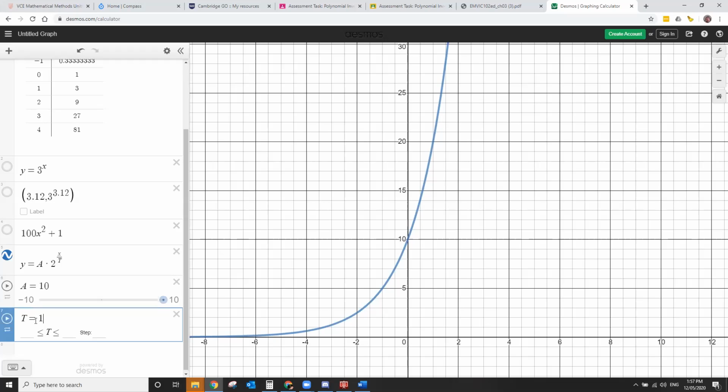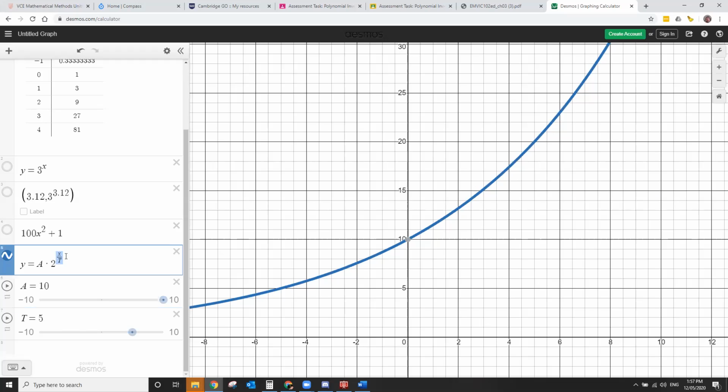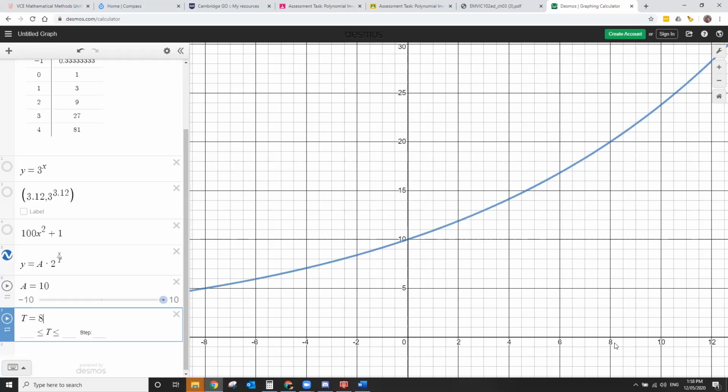Now, what does this t do? This t just makes that exponent either more extreme or less extreme. If we put t equals 5 here, then in order to increase the exponent by 1, we need to increase x by 5. So it's 10 at x equals 0. It doesn't get to 20, it doesn't double, until x equals 5. If we set t equal to 8, then x has to be 8 before we get 2 to the power of 1.